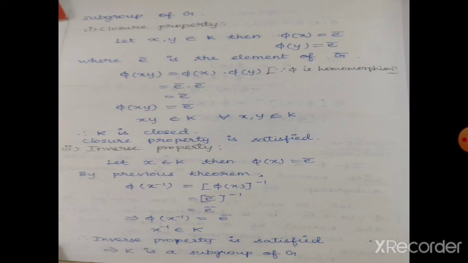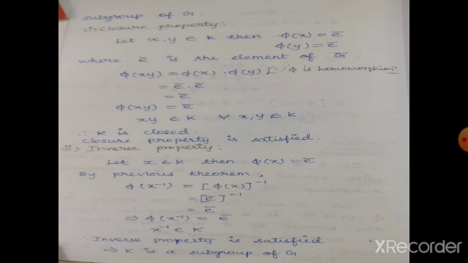So phi of x into phi of y. Instead of phi of x we substitute E bar, and similarly instead of phi of y we substitute E bar. So E bar into E bar is equal to E bar. So phi of xy is equal to E bar, which means xy belongs to K. So for every x, y belonging to K, K is closed. Therefore, the closure property is satisfied.